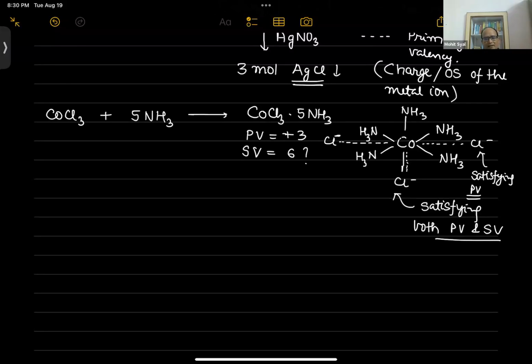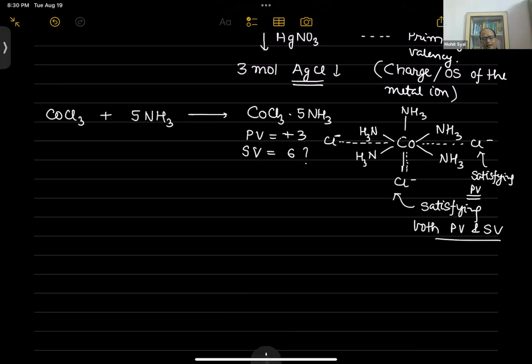So the lower Cl minus, I have represented by both types of bond together. One is the solid line that represents it is connected by covalent bond. It is satisfying the secondary valency. And there is also a dotted line, which indicates that it is also satisfying the charge of cobalt, which was +3. So one of the +3 charges got neutralized by one Cl minus. Is it clear or not? Any doubts in this?